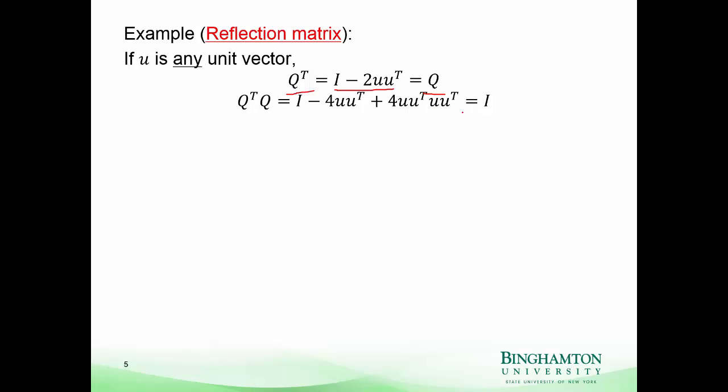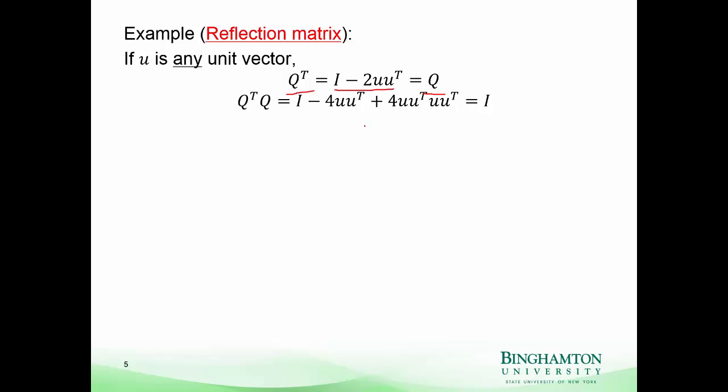Okay, reflection matrix is something that's interesting. So if U is any unit vector, all we have to do is form this. We take U times U transpose, multiply by 2, and subtract that resulting matrix from the identity matrix. And this will actually be a symmetric matrix, which is why Q transpose and Q are exactly equal.